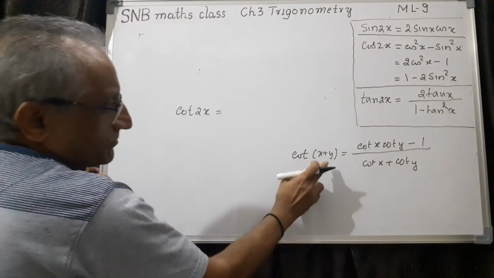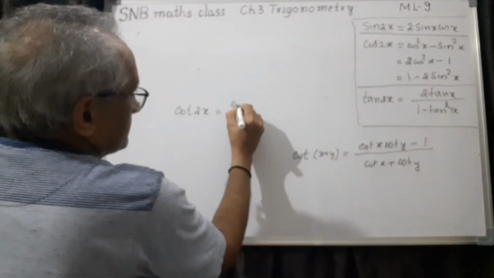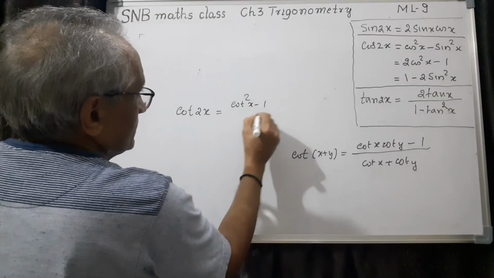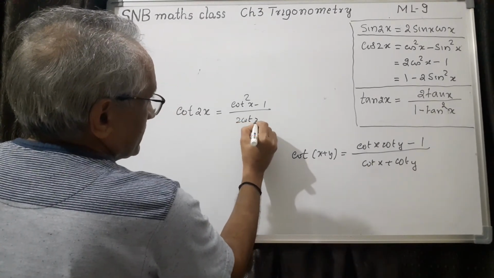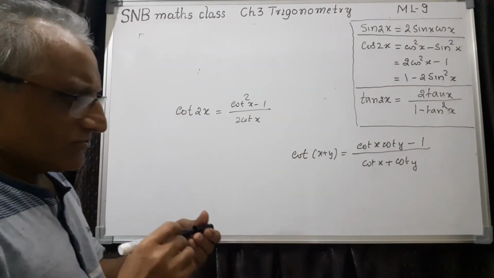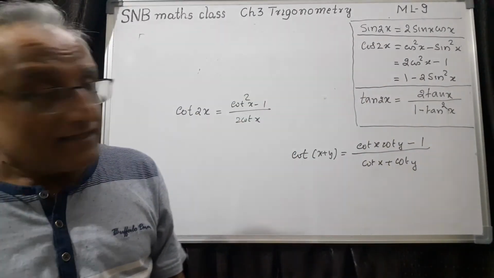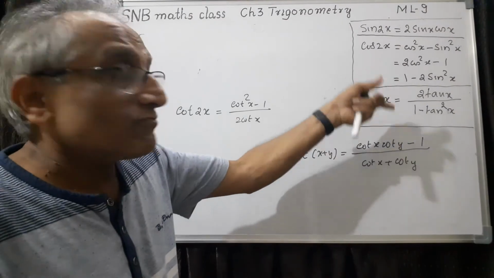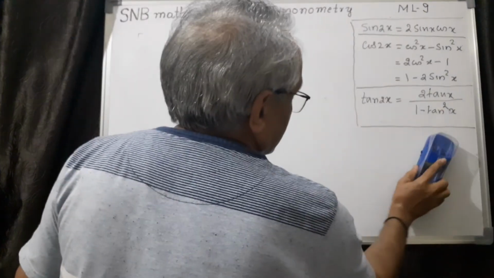Now what you have to do? Put y equal to x. So this becomes 2x. Here also y equal to x means you get cot square x minus 1 by cot x plus cot y, which is 2 cot x. But we don't use this one, so you need not worry much about cot. Remember only 3 sets. Even if cot is asked, we can use this one, you have to take the reciprocal, that's all. So that is not a difficult issue.